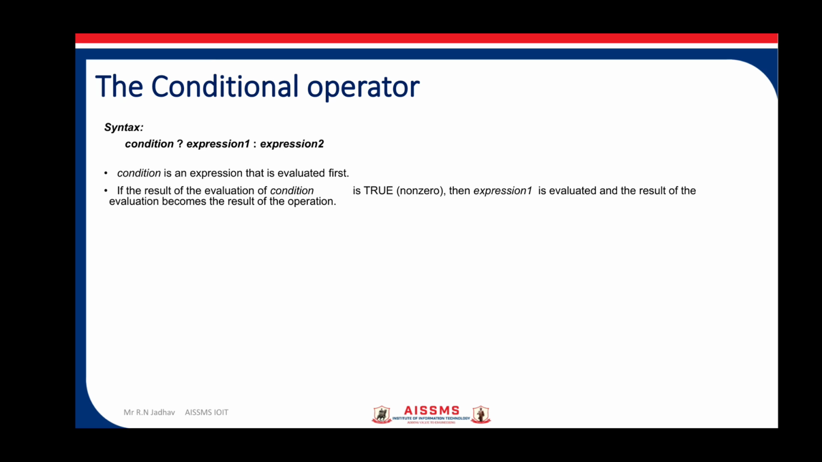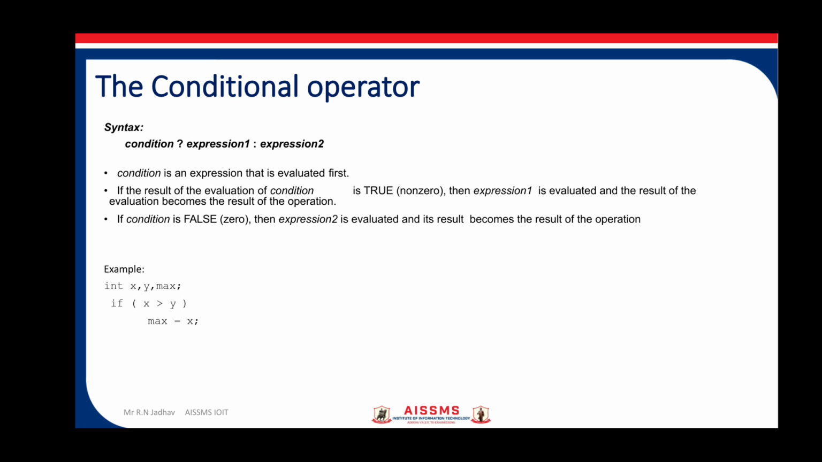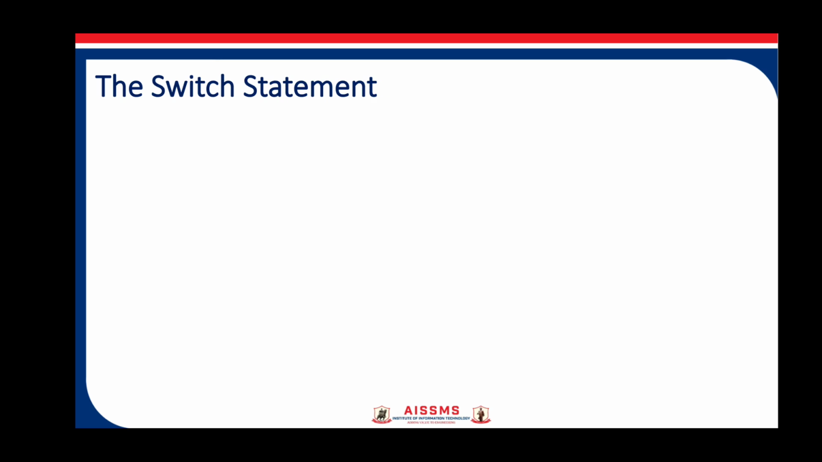This conditional operator is very much equivalent to the if-else statement, which we have just seen. The if-else statement can be written as a single statement using the conditional operator, like this: x greater than y. First this condition is evaluated. If it is true, the value of x will be assigned to max. If it is false, the value of y will be assigned to the variable max. So here you can see three operands are required for its execution.